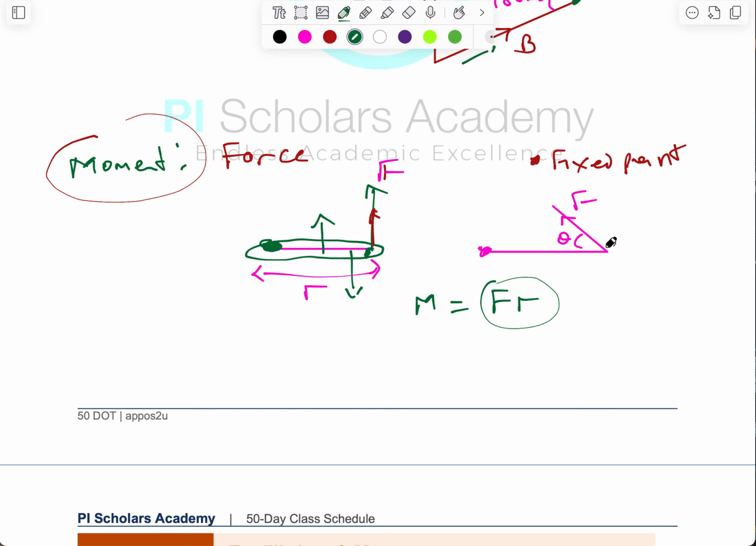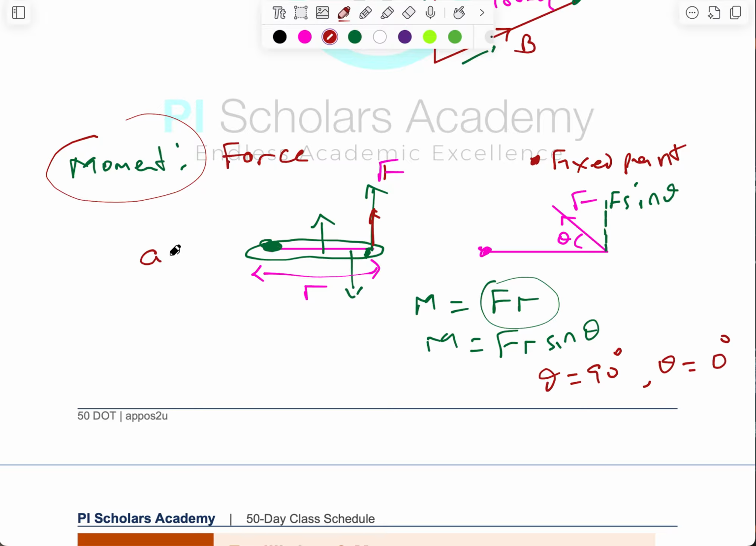So if you have it inclined at an angle, let's say theta, the first thing you always do is resolve it to the vertical component. When you resolve this, you get F sine theta. So at an inclined angle to the horizontal, your moment becomes F r sine theta. That implies the moment is maximum when theta is 90 degrees, and minimum when theta is 0 degrees, that is, when the force is acting parallel to the moment arm. But if the force is acting perpendicularly, you have a maximum turning effect, which is the moment.